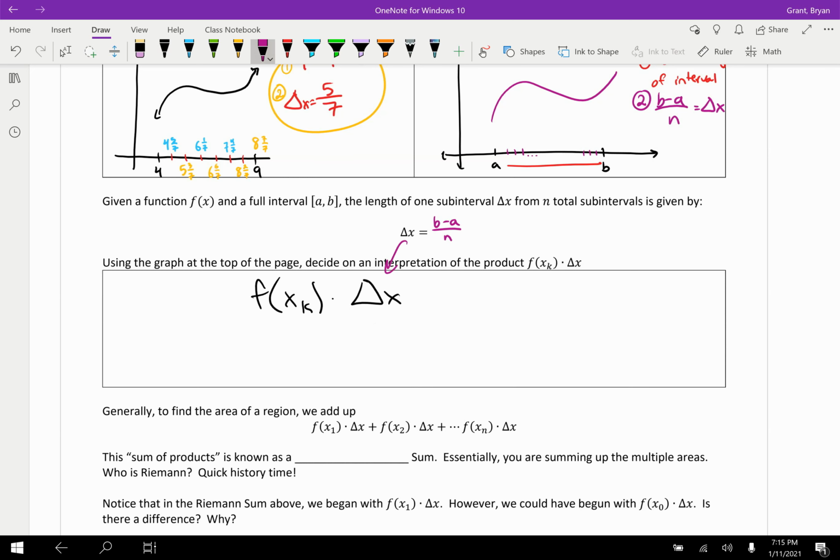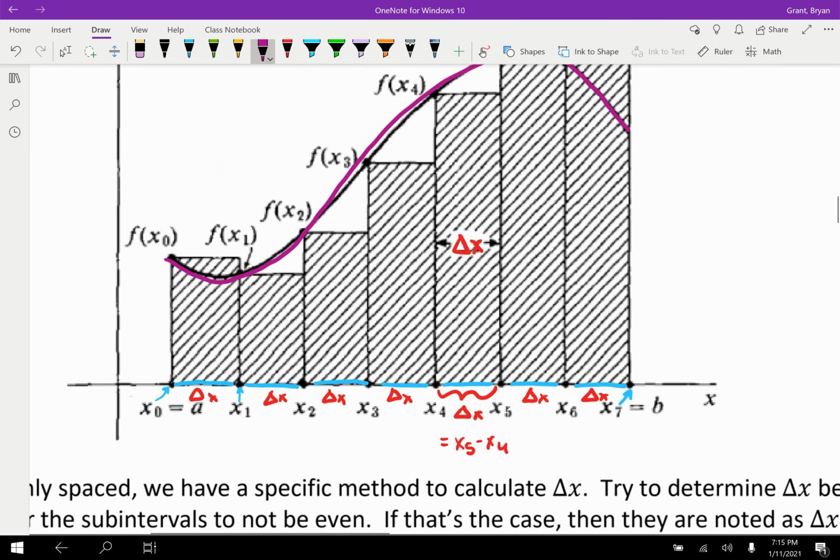We already know delta x. Going back up here, delta x is just the distance between any 2 x-intercepts. But in the context of this graph, couldn't we also call delta x the base of a rectangle? Right? Isn't that what each delta x is? It's the base of a rectangle. All right, well then, that's not too bad. So maybe we can interpret this as the base of the rectangle.